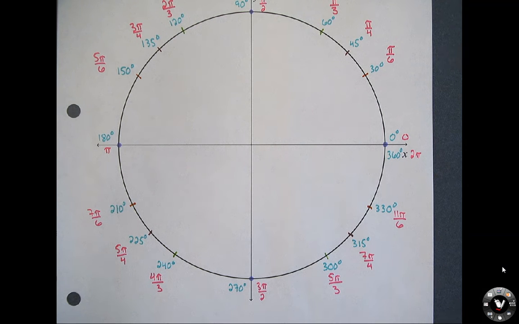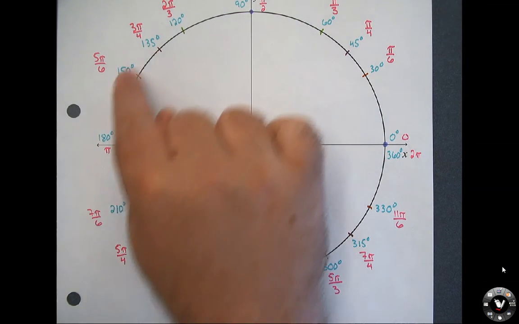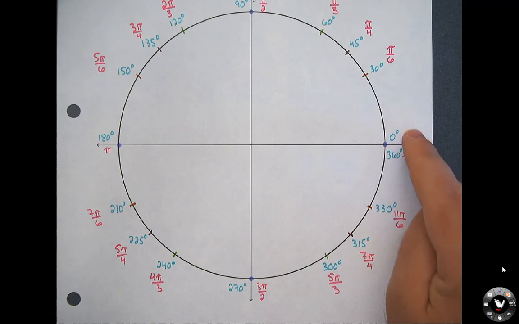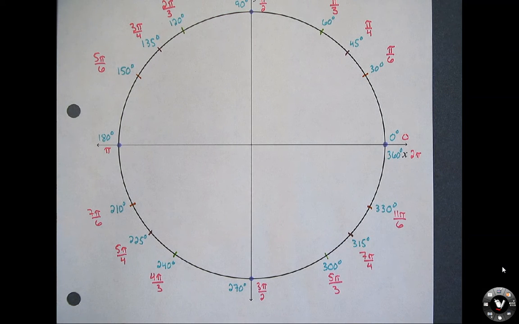Let's do one more. Let's do negative 8 pi over, well, that one's too easy because it'll come out. How about negative 9 pi over 4? Okay, negative 9 pi over 4. That would take me negative 1, negative 2, negative 3, negative 4, negative 5, negative 6, negative 7, negative 8, negative 9 pi over 4.